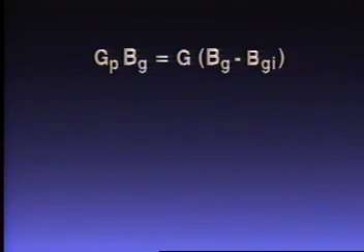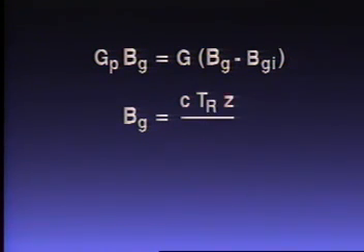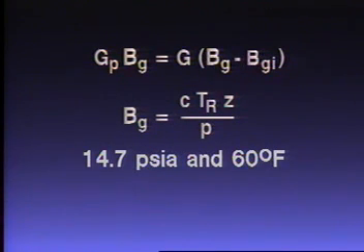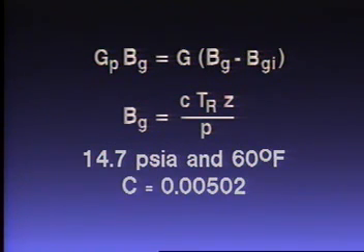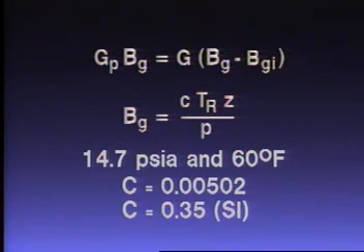B_g, the gas formation volume factor, is the volume which 1 standard cubic foot of gas occupies in the reservoir and may be expressed in terms of the gas equation of state. Thus, B_g = C T_R Z / P, where C is a constant depending on the chosen standard conditions and the unit system. For example, for standard conditions of 14.7 psia and 60 degrees Fahrenheit in the English unit system, C equals 0.005. For the same conditions in the SI system, C equals 0.35.